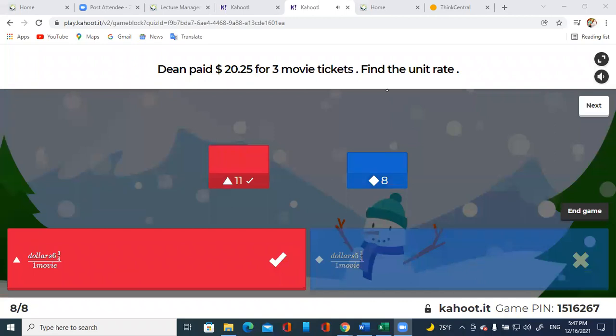Oh, there are 8 students wrong. Why did you solve it wrong? Then paid $20.25 for 3 movie tickets. Find the unit rate. The unit rate means use division, okay? 20.25 without the decimal point divided by 3, okay?